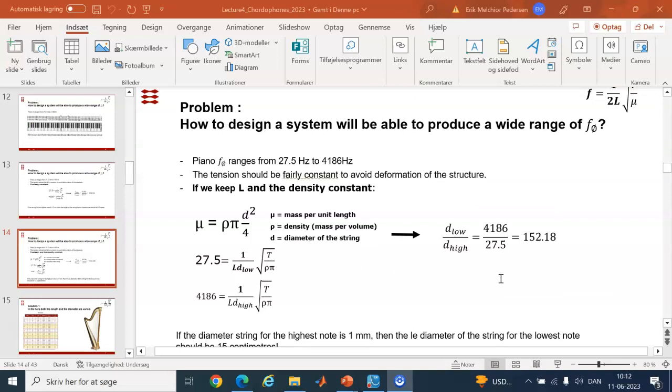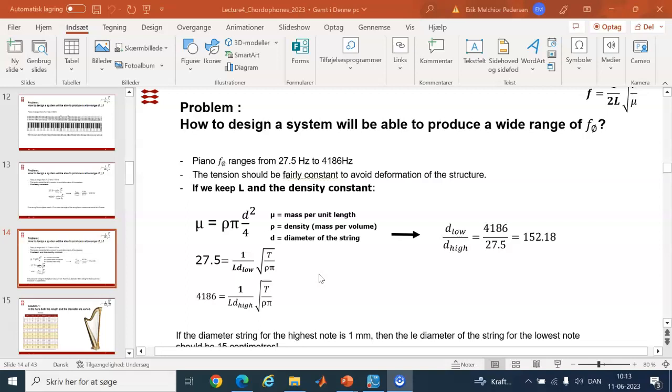If we keep L, the length, and the density constant, what happens then? We have mu, the mass per unit length, is rho times pi times the diameter squared divided by 4. It's just simple geometrical terms. Mu is the mass per unit length, rho is the density, mass per volume, and d is the diameter. We have those two equations again.